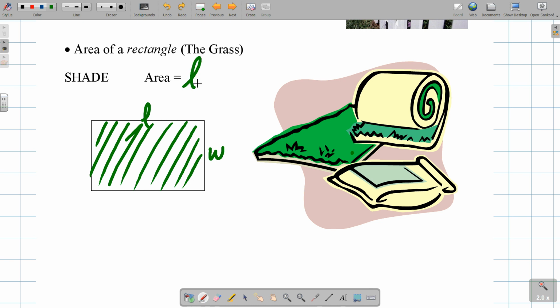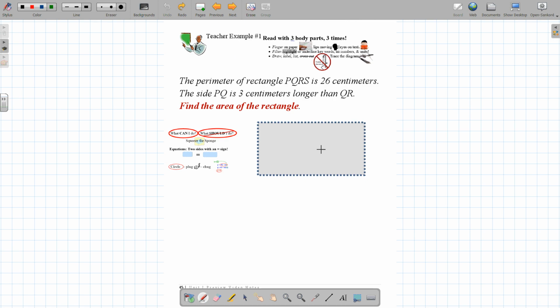That's pass number 1. Let's filter. We got ourselves a rectangle. The perimeter of the rectangle is 26. Instantly, the minute you see it, put an equal sign right above it. We have a side length which is 3 centimeters longer than the other one. And our ultimate goal, I always like to box the ultimate goal: box it, question mark, area.